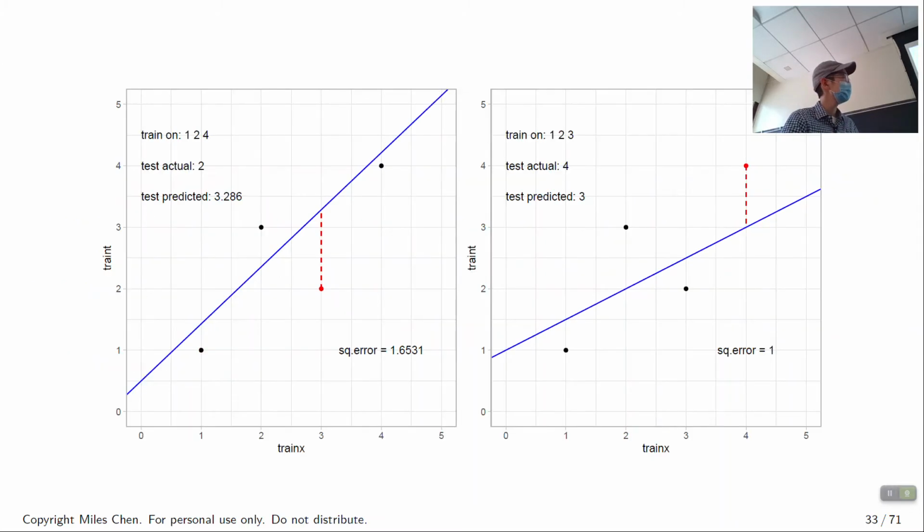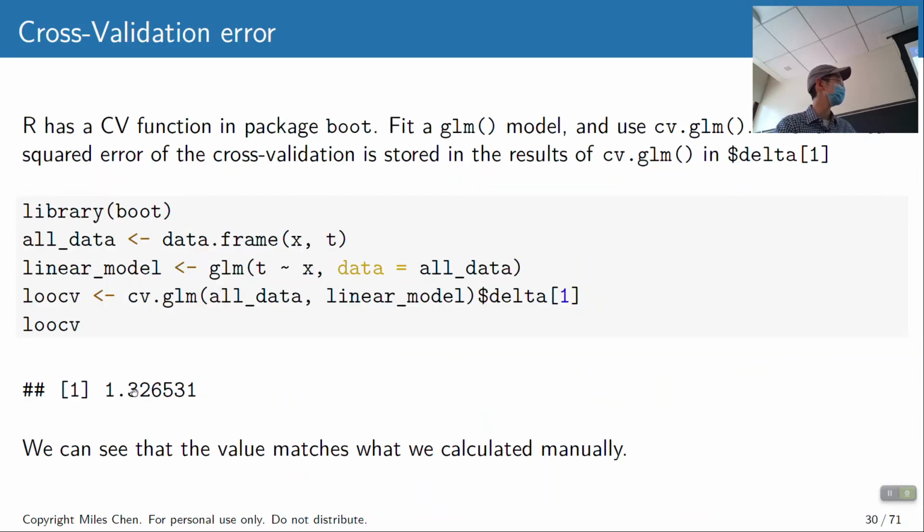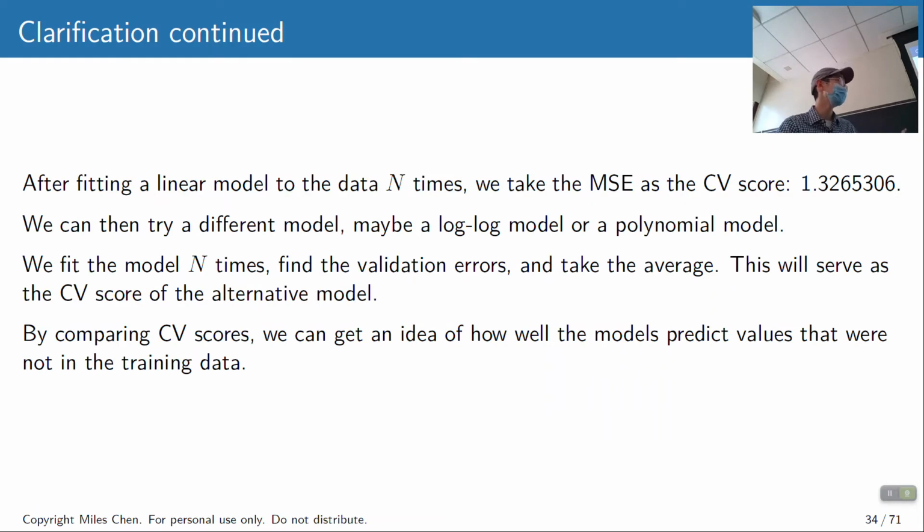The individual numbers here, this 1.6531 or 1, and this one, 1 and 1, that does not matter to us. We're only really interested in this average of 1.326531. We're only interested in this total average after fitting the model n different times. The individual errors, we don't actually care too much about.